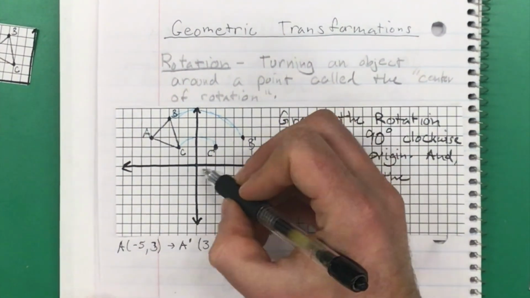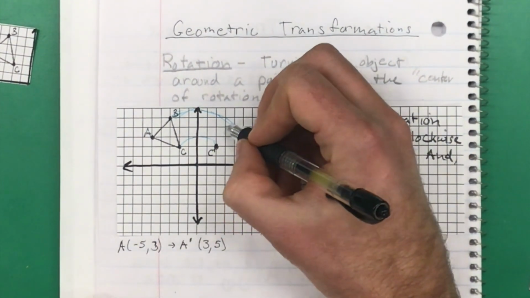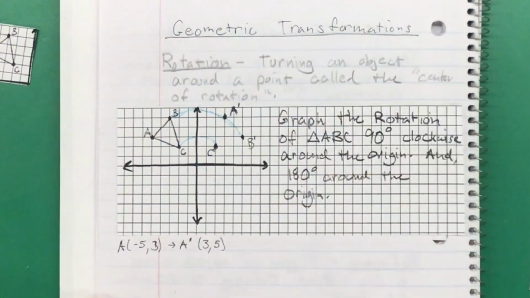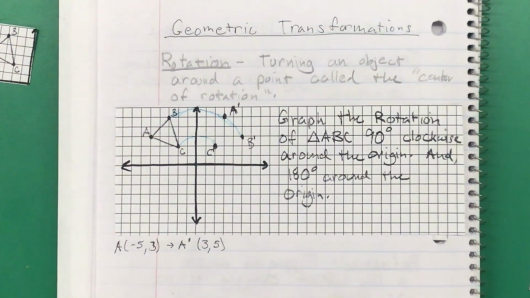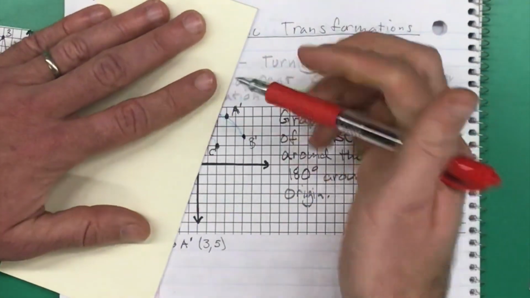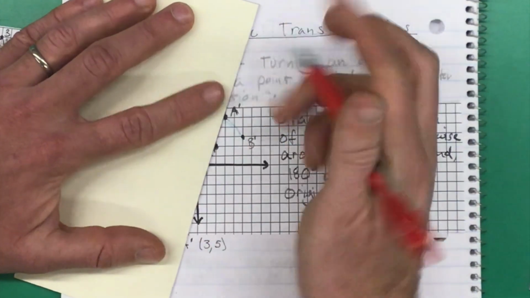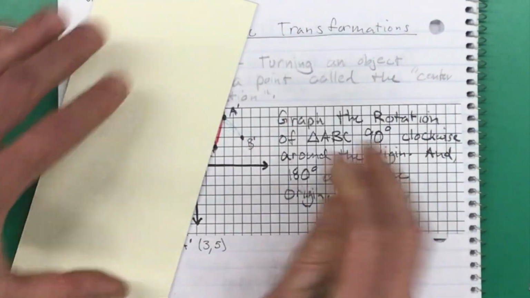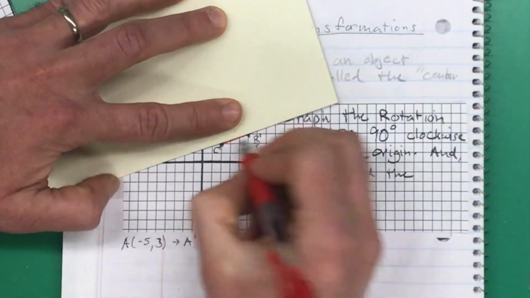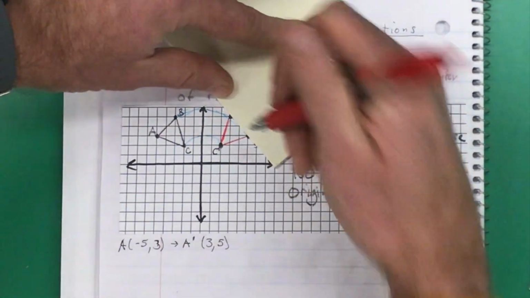Let's go ahead and plot that. 3, 5, so 1, 2, 3, 4, 5. It's going to be right there. That's going to be our new A with an apostrophe. And if we take our straight edge, which I have forgotten, give me 1 second. There it is. Take a little straight edge, and I'm going to connect it with a different color here, red, to indicate that this is the rotation. We should have the exact same triangle, just rotated around the origin.